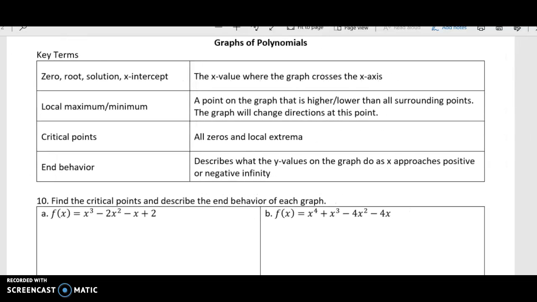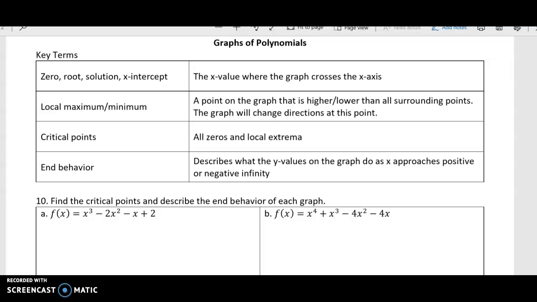We've got some new terms. We use 0, root, solution, and x-intercept to talk about an x value where these cross the x-axis. We've used these interchangeably, and we're going to keep using them.